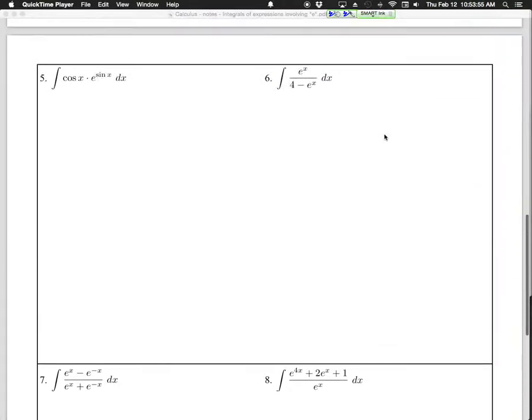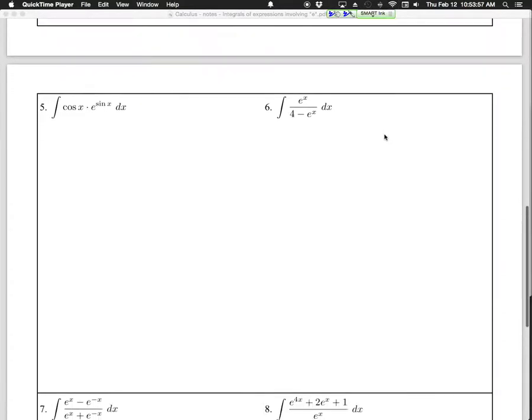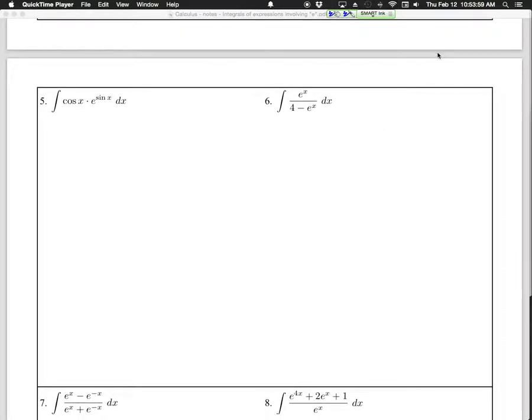All right, number 5. I have the integral of cosine times e to the sine. So I want to take the derivative of sine. Cosine's there, so that means I'm ready to integrate. What do I get when I integrate? e to the sine of x plus c.